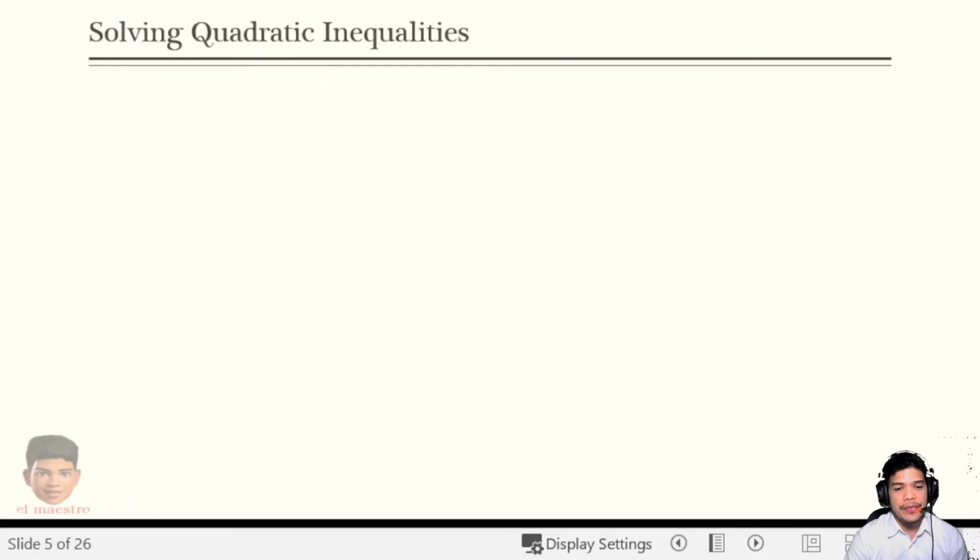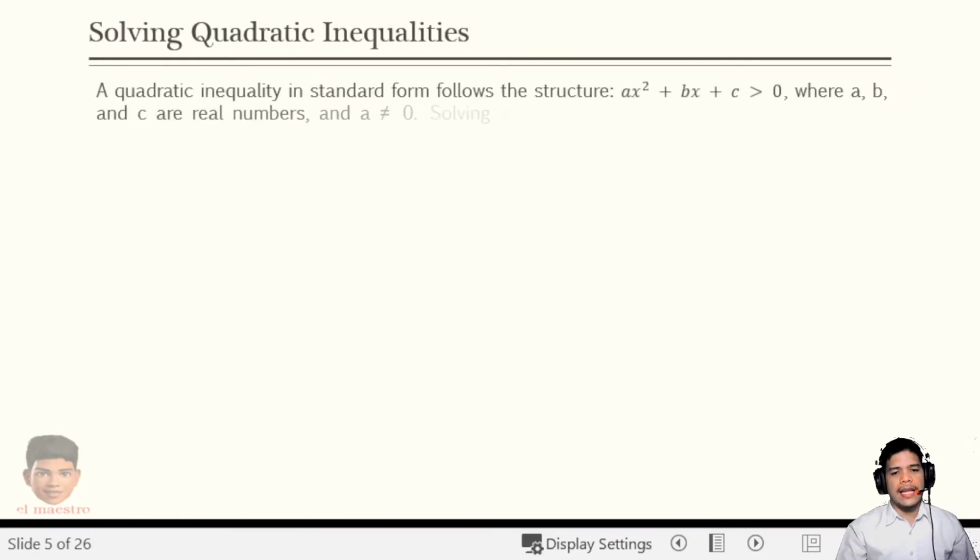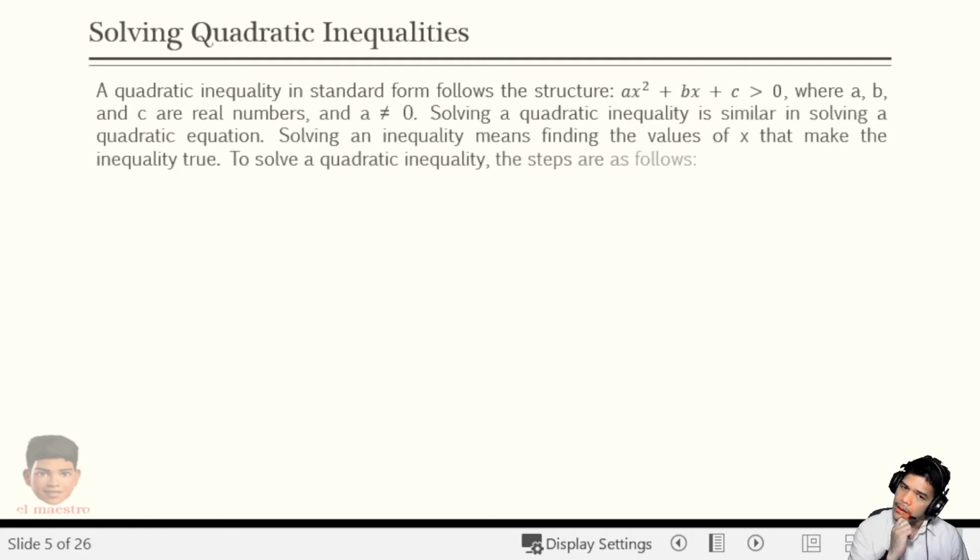So a quadratic inequality in standard form is ax squared plus bx plus c greater than 0, or you can have the different signs of inequalities, where a, b, and c are real numbers and a is not equal to 0. Solving a quadratic inequality is similar to solving a quadratic equation. This is what I said earlier, that we should remember our knowledge on how to solve quadratic equations.